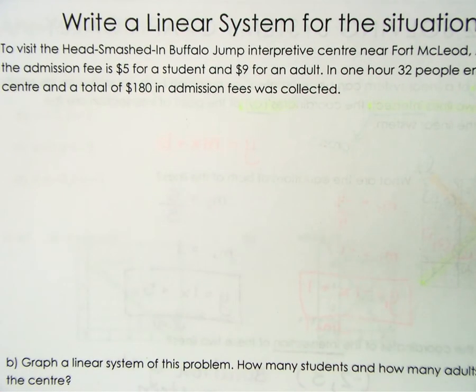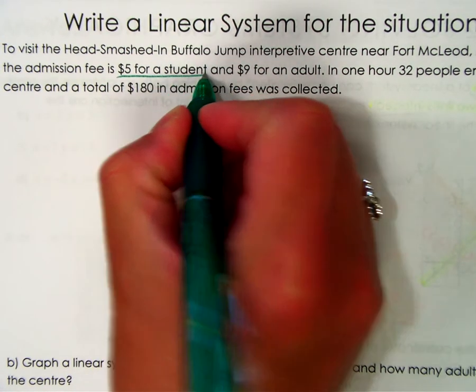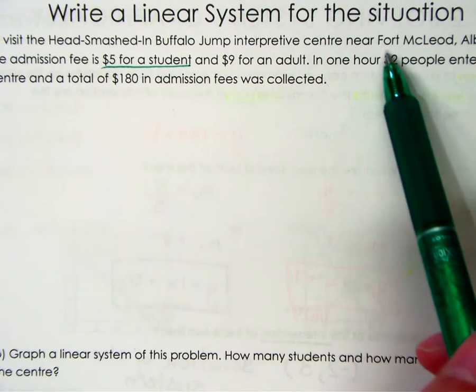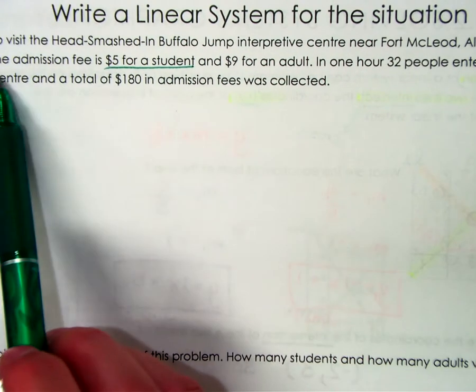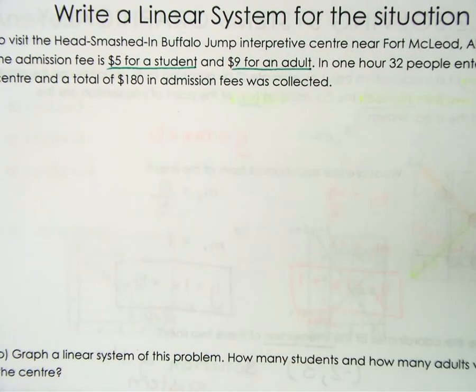Okay, so this one is a little bit of 7.1, and a little bit of 7.2. So you've got to create the system here, and then you're going to graph it. Okay. So I got some information here. To visit the Head-Smashed-In Buffalo Jump Interpretive Centre near Fort Macleod, Alberta, the admission is $5 for a student and $9 for an adult. That's exciting.